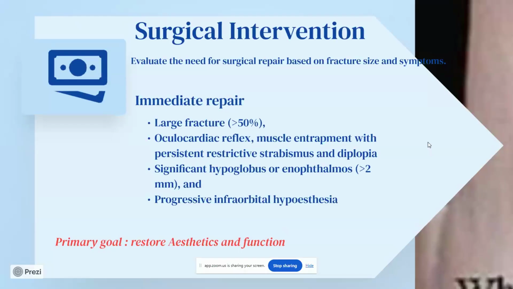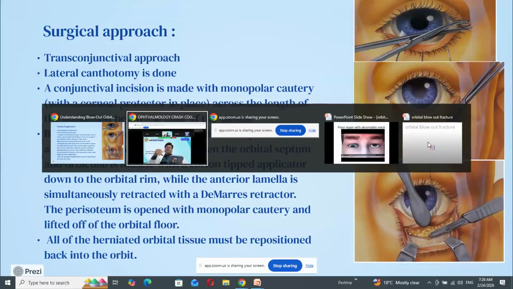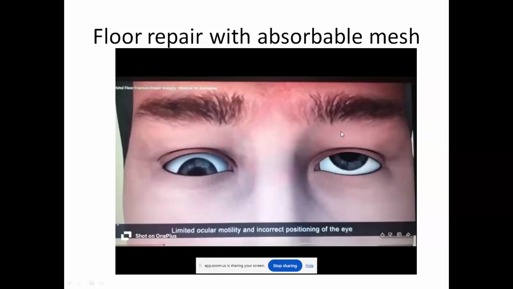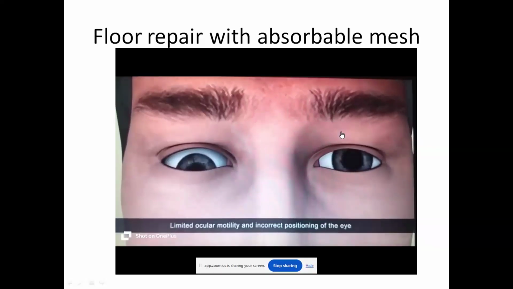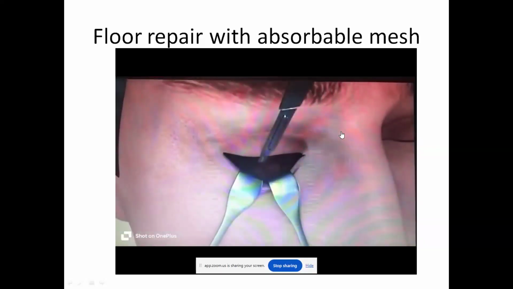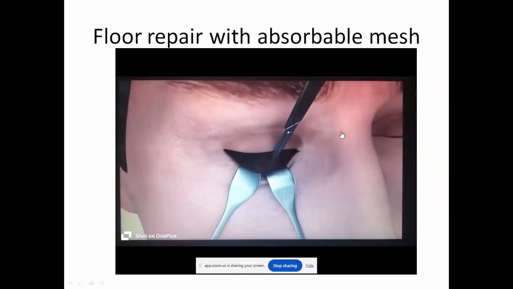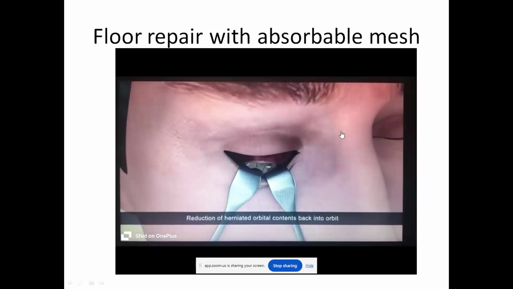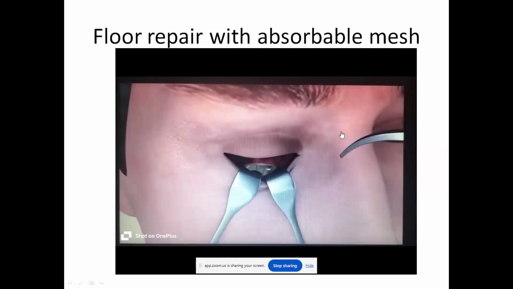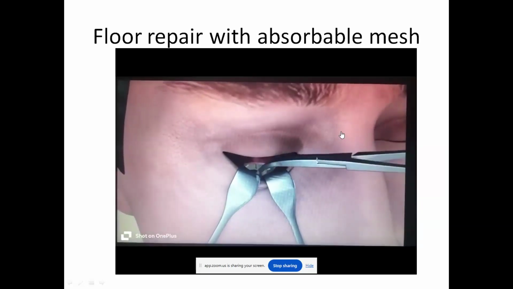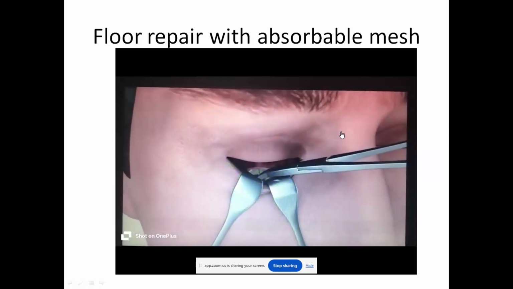Regarding the surgical approach, I'll be sharing a short video I saw on YouTube. There are many approaches, but the most advocated one is the transconjunctival, wherein with a monopolar cautery just behind the tarsus, you make an incision and then you dissect between the orbicularis muscle and the orbital septum to reach the periosteum. Then you expose the fracture area.